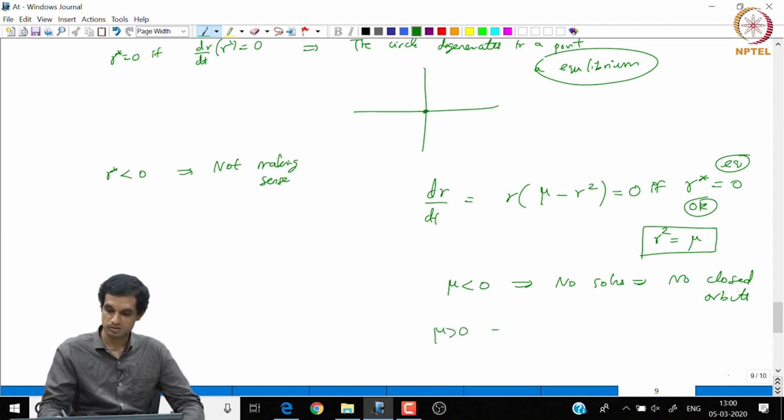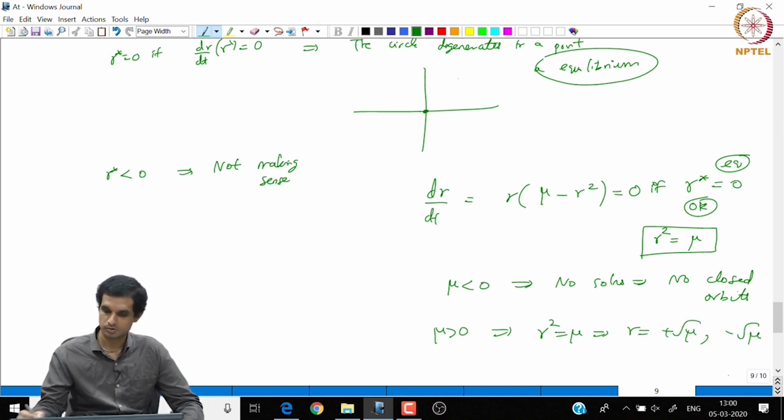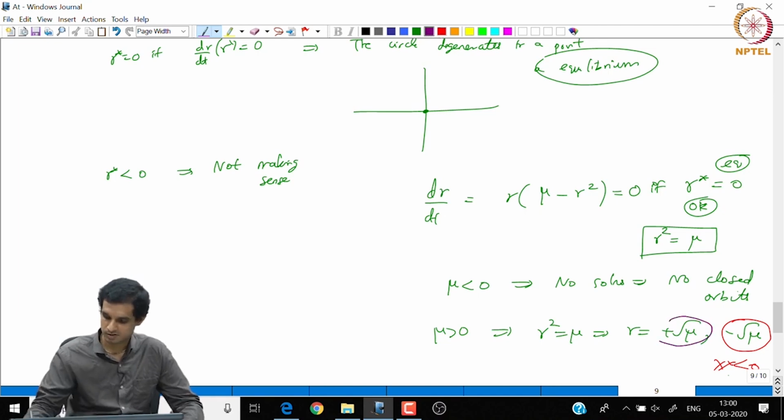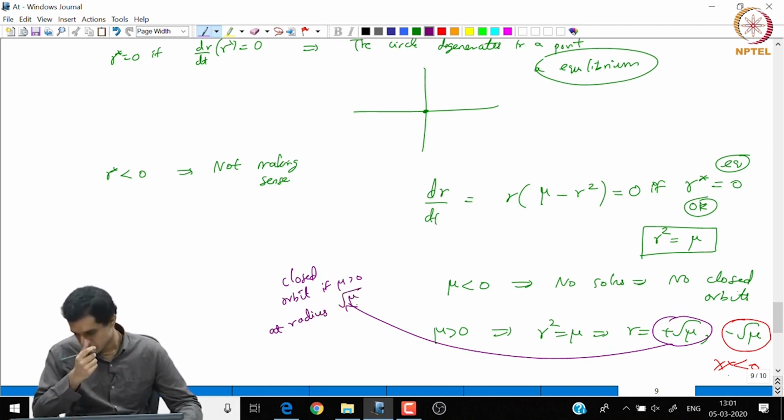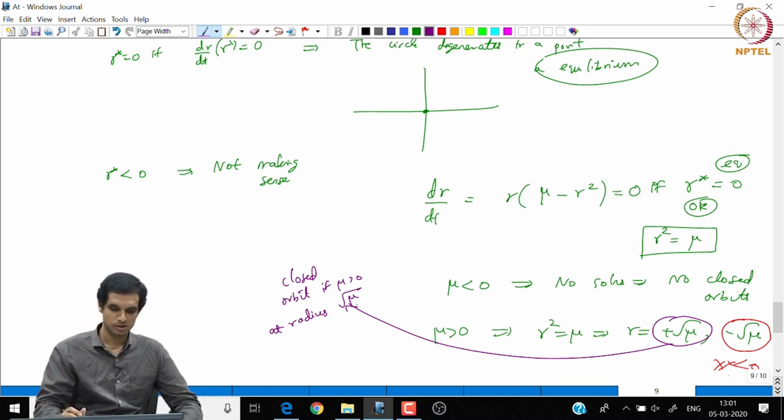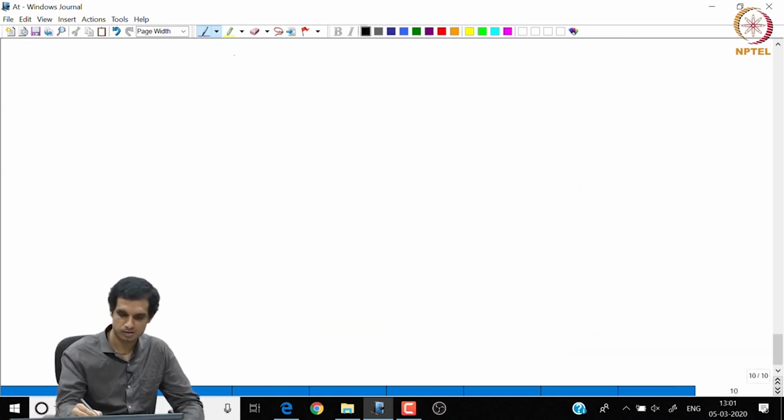When mu is positive, we have r square is mu, which implies r is plus root mu, or minus root mu. But as I said, negative values of radius don't make sense, r cannot be negative, so we can have only positive values of r. So this corresponds to a closed orbit when mu is positive, at radius root mu. Now what we have to do is analyze the stability of the equilibria and the limit cycle. So go to the last page.